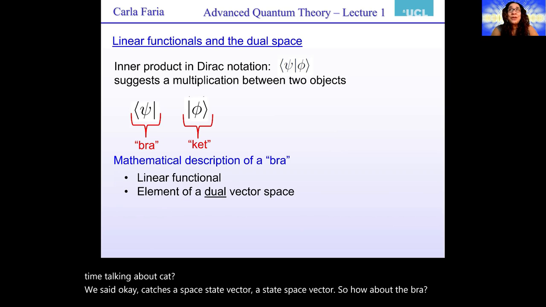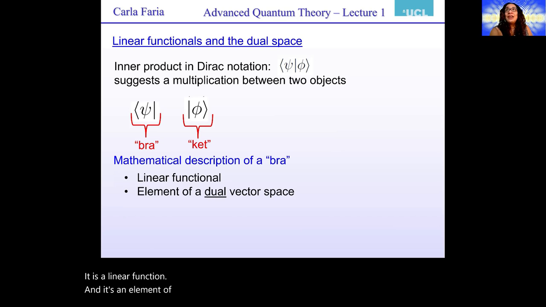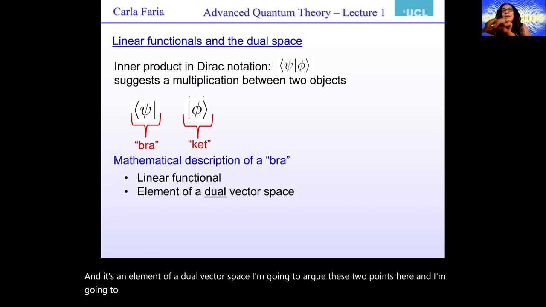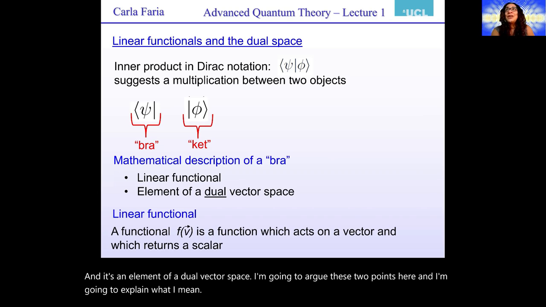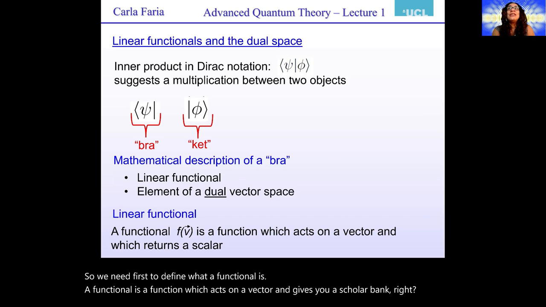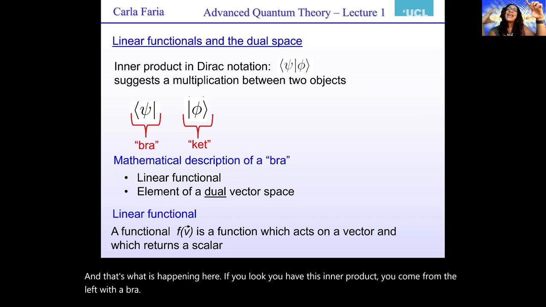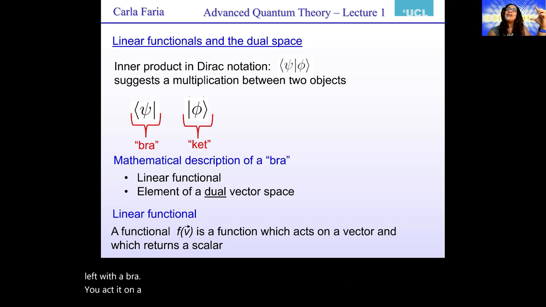Well, it is a linear function and it's an element of a dual vector space. So I'm going to argue these 2 points and explain what I mean. We need first to define what a functional is. A functional is a function which acts on a vector and gives you a scalar back, right? And that's what is happening here. If you look, you have this inner product, you come from the left with the bra, you act it on a cat, which is a state space vector, and you get a scalar.